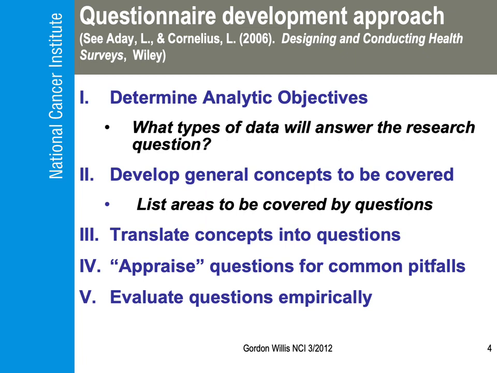Although the job of putting together a questionnaire is sometimes seen as straightforward, it can be a fairly involved process. What we try to do is strike a balance between oversimplification on the one hand and being overwhelmed by complexity on the other. A good general developmental sequence is provided by Aday and Cornelius, who break down the questionnaire design and evaluation process into a series of steps. Based on this, I put together the sequence shown in this slide.